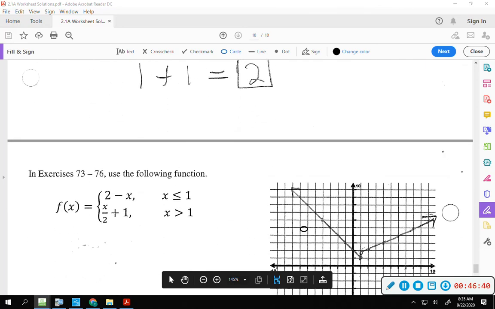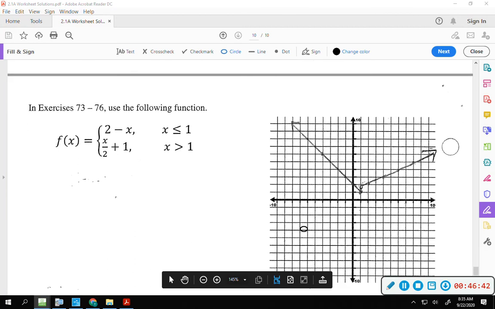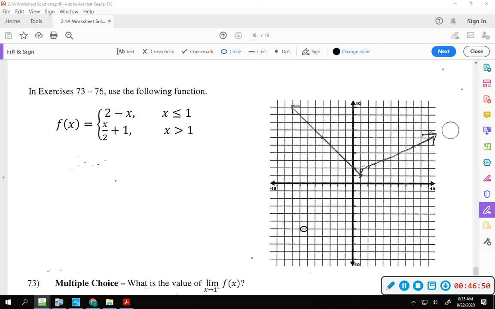73 through 76. We're going to use this picture right here that you have to create, and then we're going to do some multiple choice. Okay? So this is a line. If I plug 1 in, I get 1 out, and it's closed. It's got a slope of up 1, back 1, up 1, back 1, up 1, back 1. There's that line. This is also a line, except when I plug 1 in.